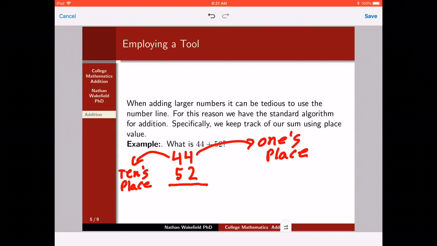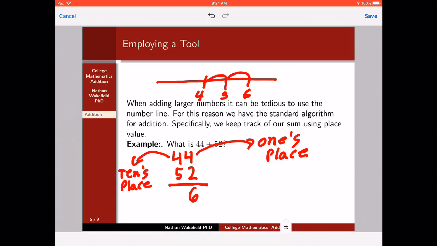So then to add these numbers, I'm just going to add in place. So 4 plus 2 on our number line, if I start at the number 4 and I move over 2 units, I get 6. So 4 plus 2 is 6.